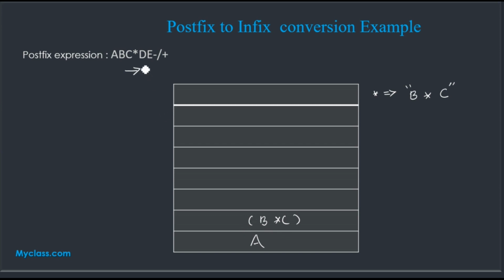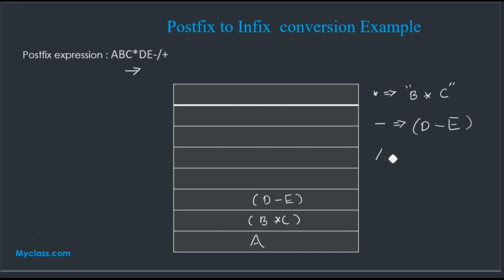Now we have reached D. D is an operand, we are pushing. E is also an operand, we are pushing. Now a subtraction came. At that time we are popping E and D and making D subtraction E. Then we are adding this D subtraction E into our stack.